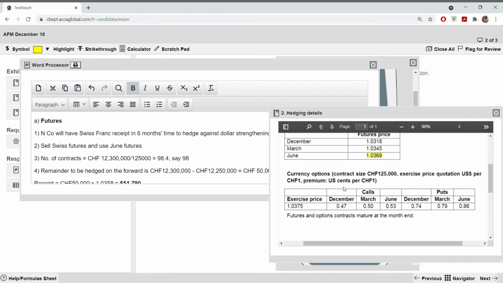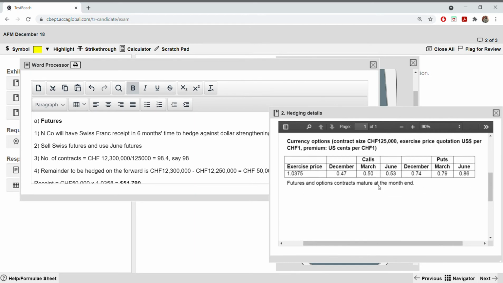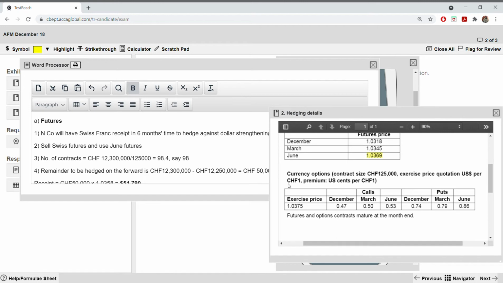We want to hedge against dollar strengthening. That means if dollar depreciates, it's good, it's in favor of the company. So is the dollar depreciating or appreciating from 1.0292 to 1.0375? It is depreciating. If you see, dollar is depreciating, right? Because the spot is 1.0292 and the price went up. If you see, the dollar per Swiss franc went up. So Swiss franc appreciated but dollar depreciated.